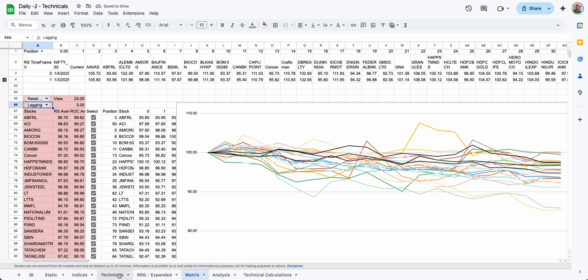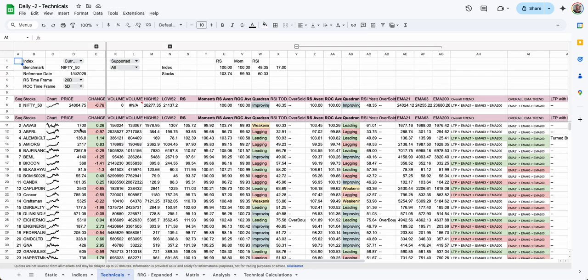There you see. And post that, you can come and look at the technicals for all these stocks. In here, I have calculated a bunch of technical details. Let's start with a particular stock. Here I have Aavas. Aavas is currently priced at 1,700 rupees. It has changed by 0.26%, and here's the volume and volume average with high 52 and low 52. The relative strength of Aavas with respect to Nifty 50 for the last 20 days is 105. Its momentum is 99.2, which is why it is in the weakening quadrant.